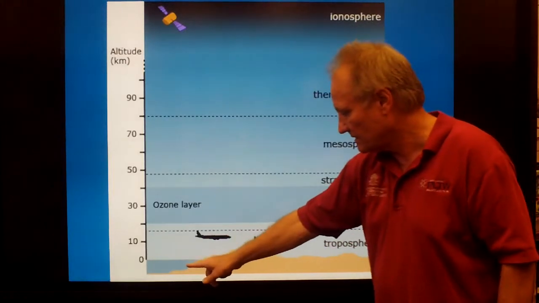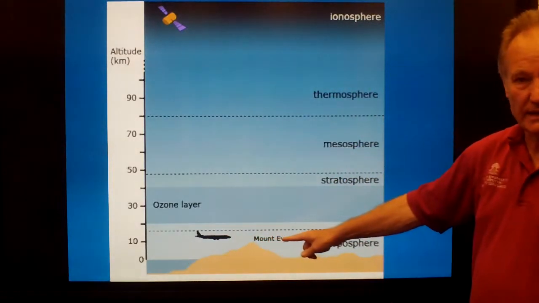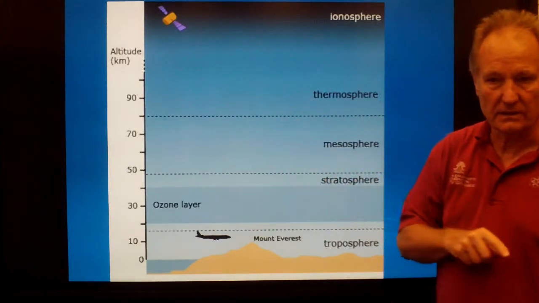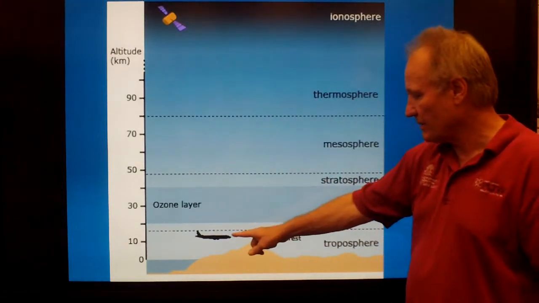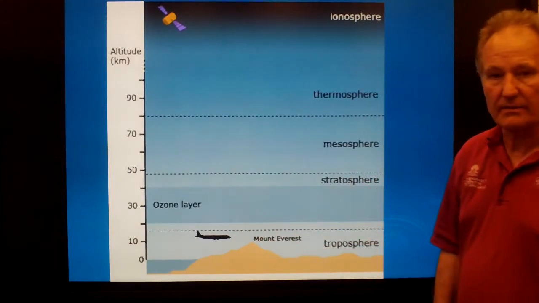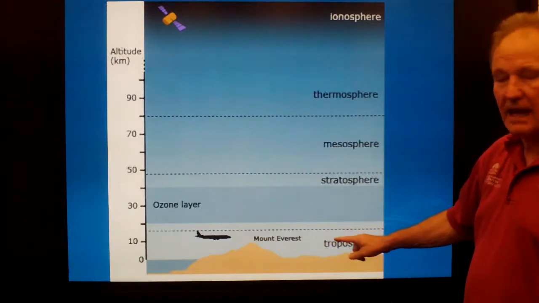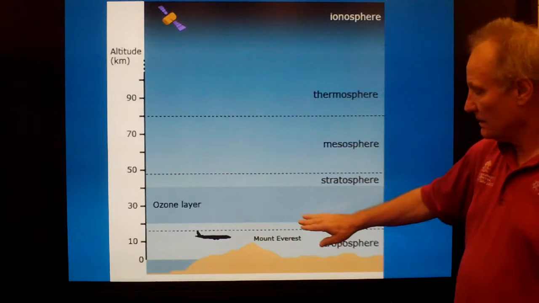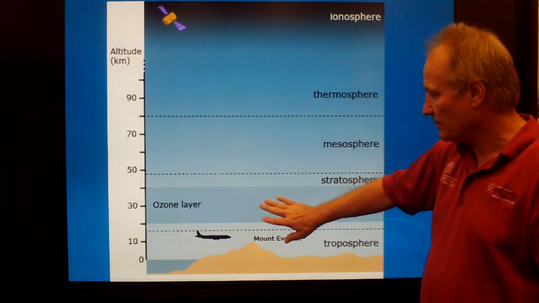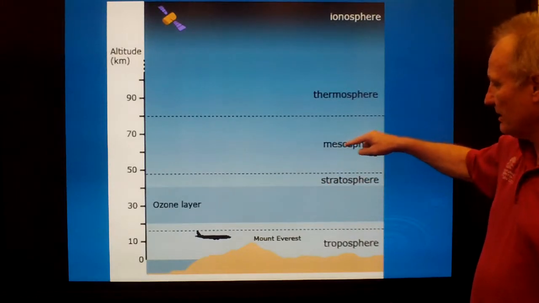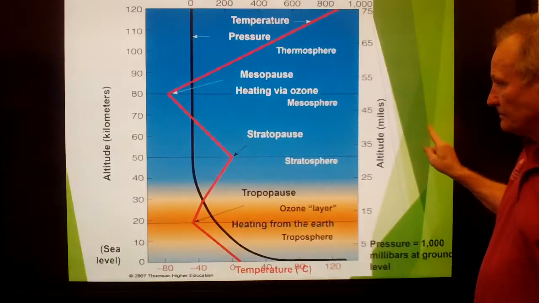So here is sea level, and Mount Everest at about 29,000 feet. If you fly from Atlanta to LA, you will probably cruise at about 30 to 35,000 feet above sea level, a little bit higher than Mount Everest, but still in the top of the troposphere, not really into the stratosphere. In the stratosphere is the ozone layer. The bottom of the stratosphere, the very top of the troposphere, is the ozone layer. Then above that are the mesosphere and the thermosphere.